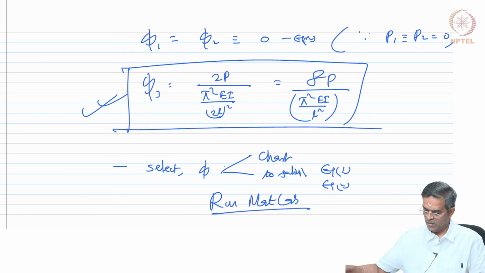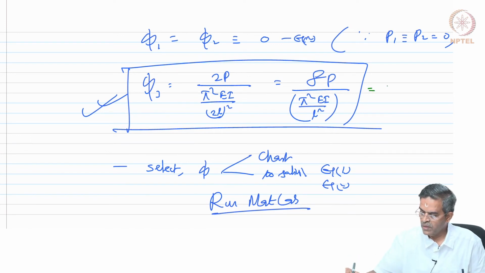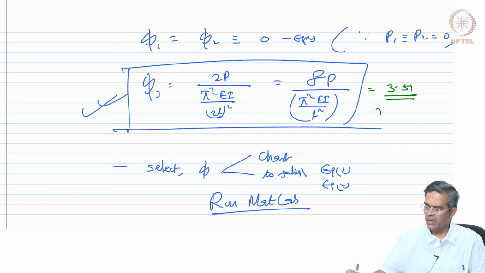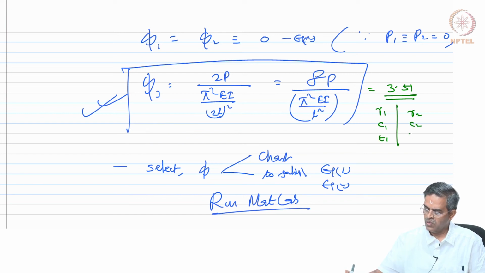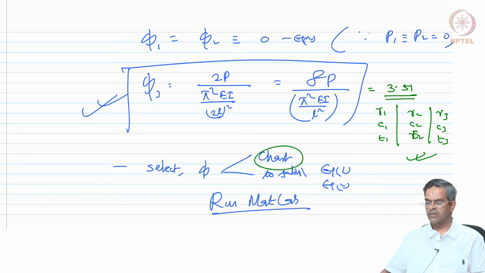So, we should say phi 3 was found to be 3.51 and the corresponding R1, C1 and T1, R2, C2 and T2, R3, C3 and T3 can be found out from the chart. I am not writing it here, so we can do that.